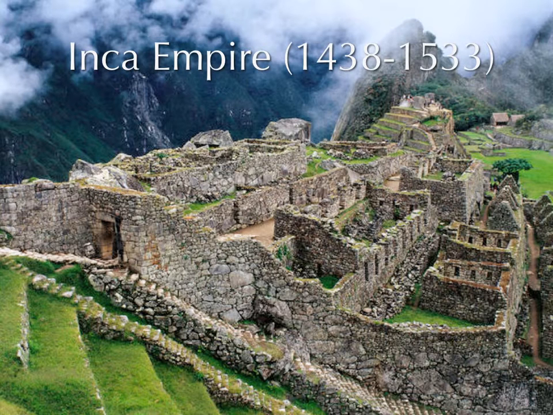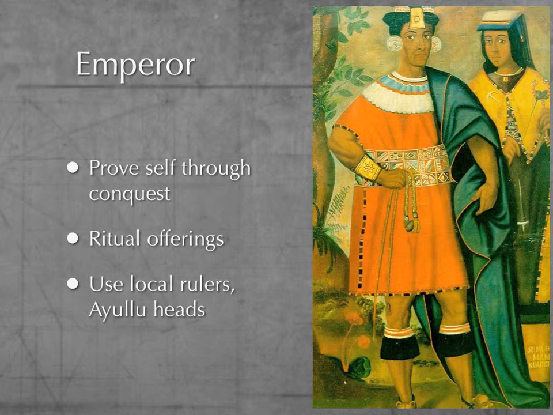The biggest of the Andean empires was actually the Incan Empire, which came much later, 1438 to 1533. It was an incredibly powerful empire, and you're looking at one of the ruins of one of the cities that they built. The center of the Incas was the emperor, the ruler, who had to prove himself through his ability to conquer, to rule, to fight. He would make ritual offerings as a way of showing his spiritual power, his acting as a linkage for his empire. But he also had to actually prove that he could fight.